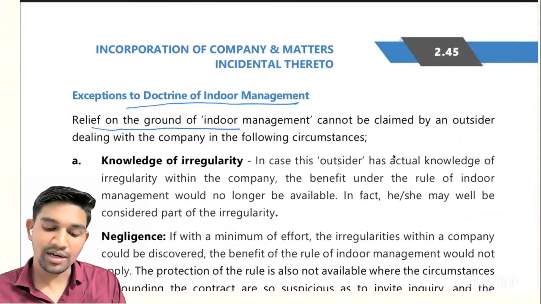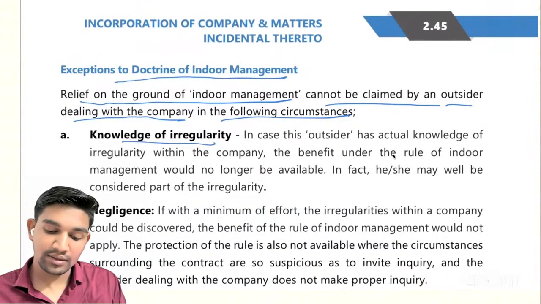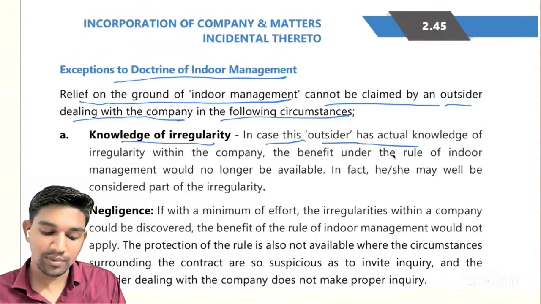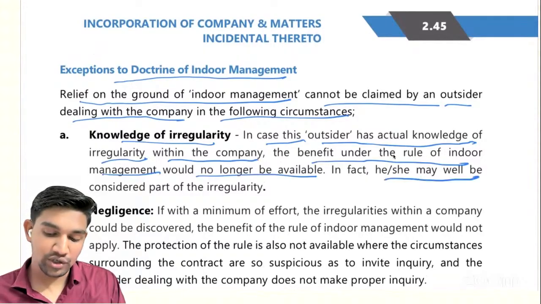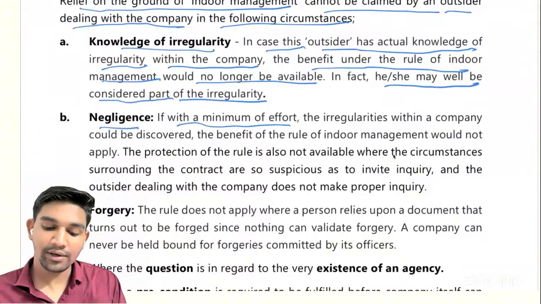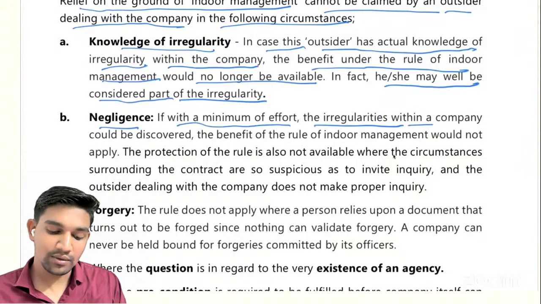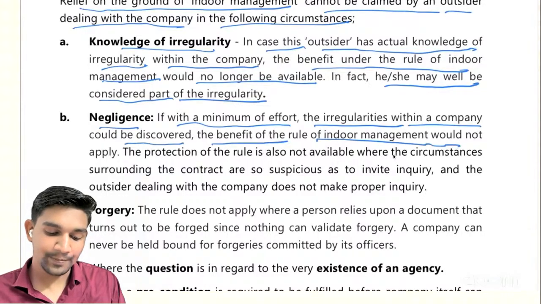Relief on the ground of indoor management cannot be claimed by an outsider dealing with the company in the following circumstances. Knowledge of irregularity: if the outsider has actual knowledge of the irregularity within the company, then the benefit under the rule of indoor management would no longer be available. In fact, he or she may well be considered part of the irregularity. Negligence: if with a minimum of effort the irregularities within a company could be discovered, then the benefit of the rule of indoor management would not apply.